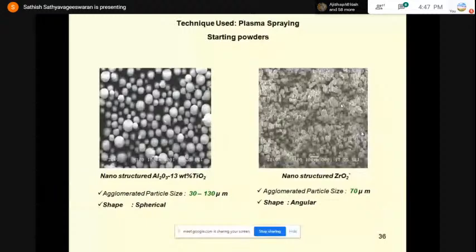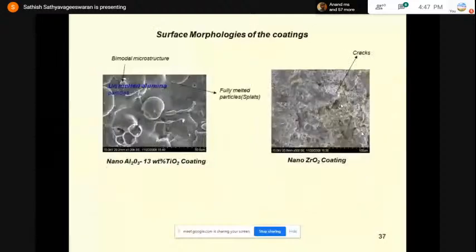In the first case, we have deposited alumina 13% TiO2 coating. In the second case, we have preferred the same titanium 13 niobium 13 as a base metal, and above that, we have used yttria stabilized zirconia coating. And in the third case, we preferred zirconia as the first layer, and subsequently we have deposited alumina titania coating.